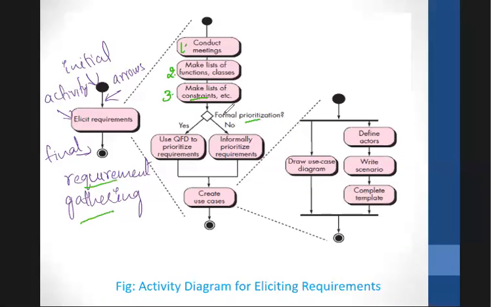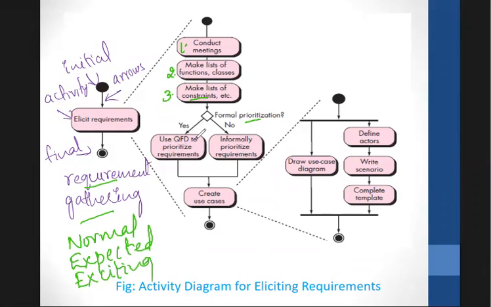So if there is no formal prioritization, it means that informally you're going to prioritize a few requirements. If prioritization is there, then you're going to use the QFD. What is QFD? QFD is your quality function deployment that we've studied within eliciting requirements. There are 3 types of requirements that we've studied: normal requirements, expected requirements, and exciting requirements. Based upon this, you're going to prioritize the requirements. When your requirements are prioritized, you're going to make a use case.